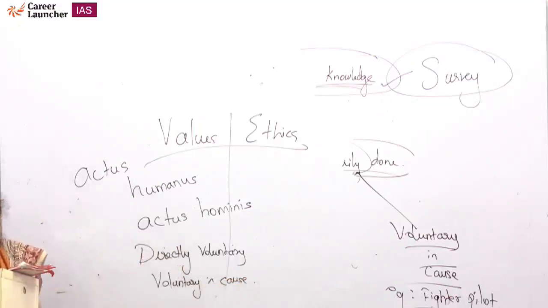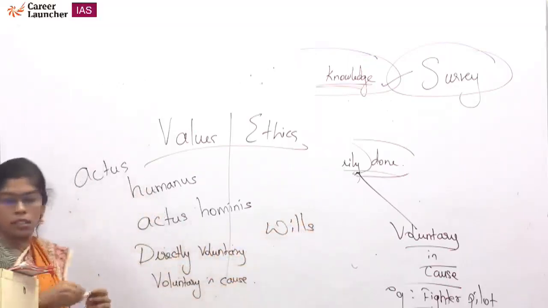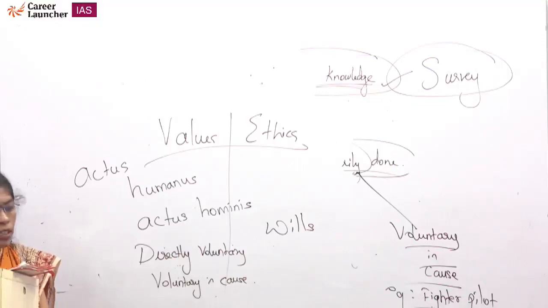Under directly voluntary, an action is directly voluntary when the actor wills the action, wills the action for himself or as a means to an end.